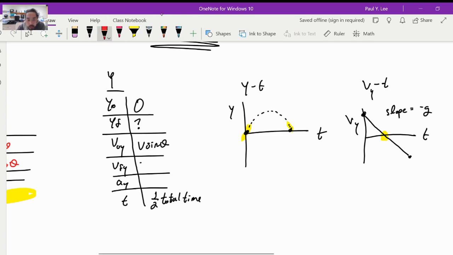I'll put that in red because that is a big update. At the peak, we're not moving up or down in the y direction. However, we are moving side to side, so there still is speed. But in the y direction, there is no velocity. And our acceleration in the y direction is still g. I'm going to write it down. And then you would just use your kinematics table to find the actual max height.